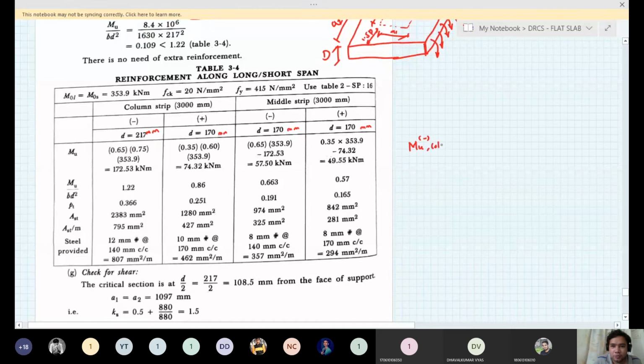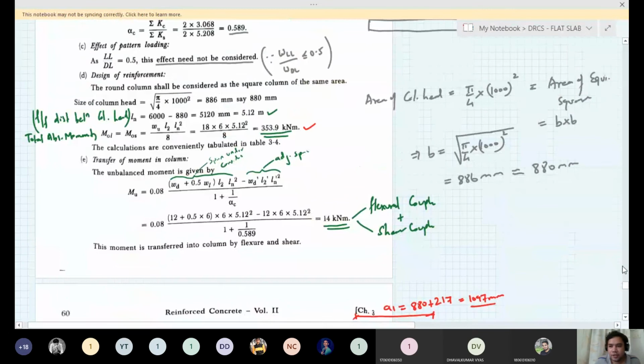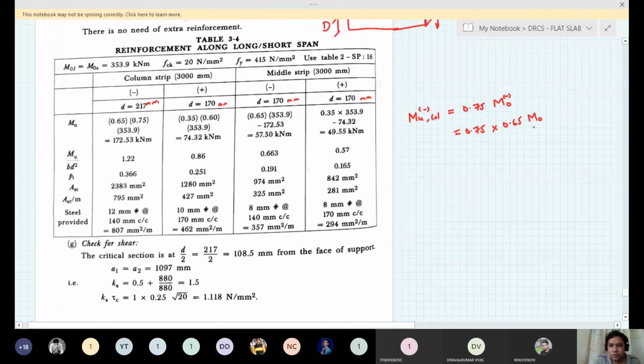Mu negative in the column strip is equal to 0.75 M naught negative, M naught negative is nothing but 0.65 M naught. Here 0.65 into M naught is your total absolute moment, which is 353.9. So you substitute here, you will get the negative moment in the column strip.